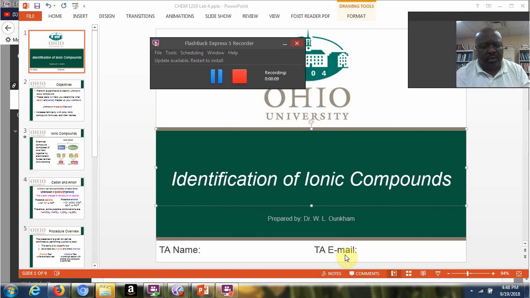This week's lab, or the lab that you'll be doing in the next 1 or 2 weeks, is identification of ionic compounds. So, imagine you are given an ionic compound. It's not molecular, you're told it's ionic, and then you're supposed to come up with the identity of the compound. Is it potassium chloride? Is it ferric nitrate, or whatever it is? That's our exercise today.